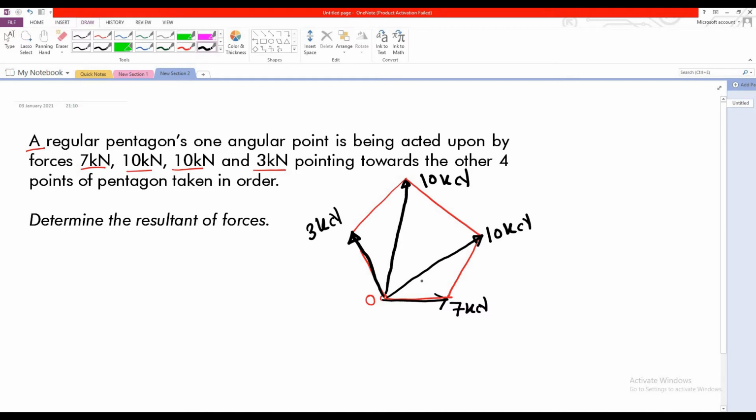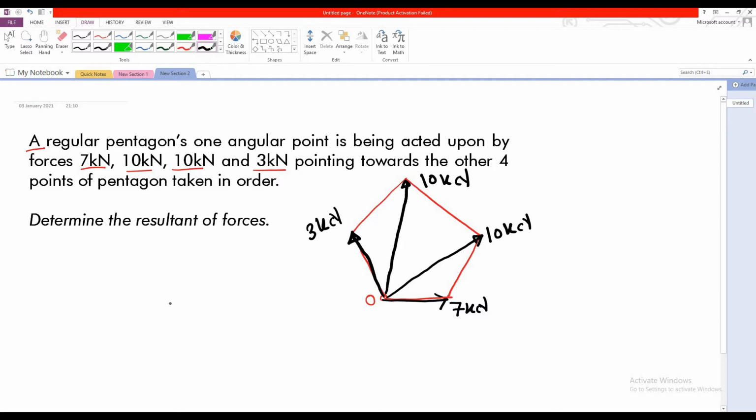Now when we want to convert this into the conventional XY axis system, the 7 kilonewton will be like this, then this one will be a 10 kilonewton force, then this one is going to be another 10 kilonewton force, and this is going to be a 3 kilonewton force. But the problem is we don't know the angles between the forces, or the angles these forces make with respect to the horizontal and vertical. That's why we have to make some calculation. We have to first determine the total amount of angle included in a regular pentagon.